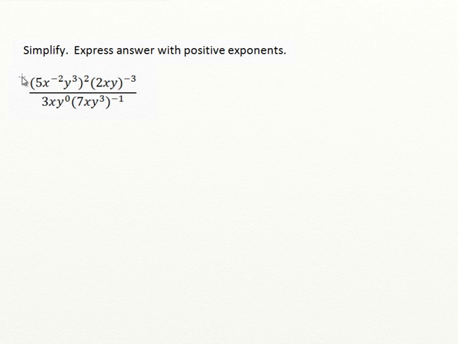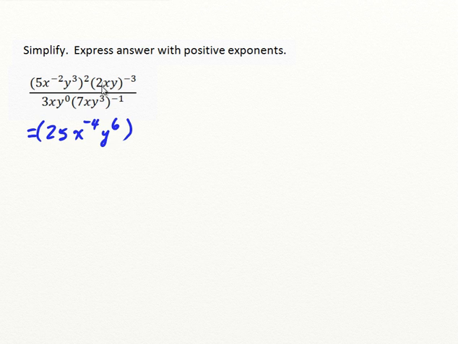First thing I'm going to do is take care of the first bracket here on the top, and this exponent of 2, this squared, is applied to every single piece inside individually. So 5 squared is 25. X to the negative 2, well, when I have an exponent raised to an exponent, I multiply, so that becomes x to the negative 4. Y cubed squared is, again, multiply, y to the 6th power. And I'm just going to put brackets around that.